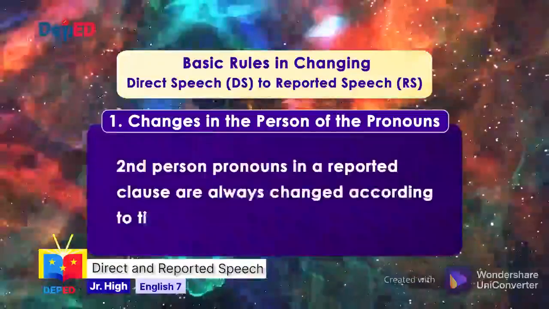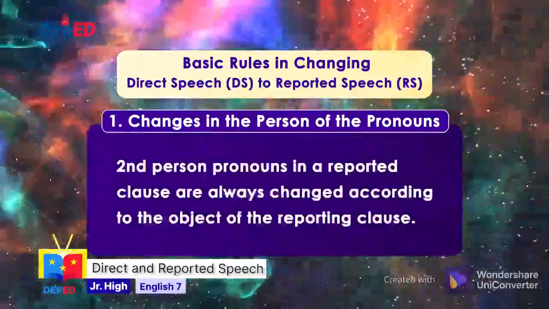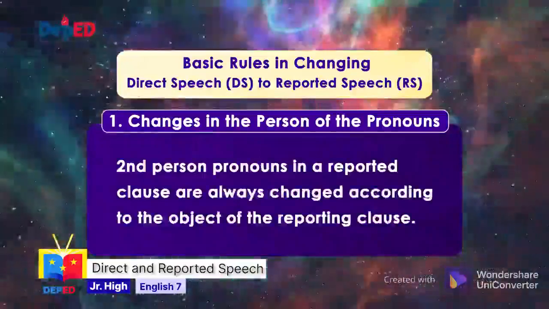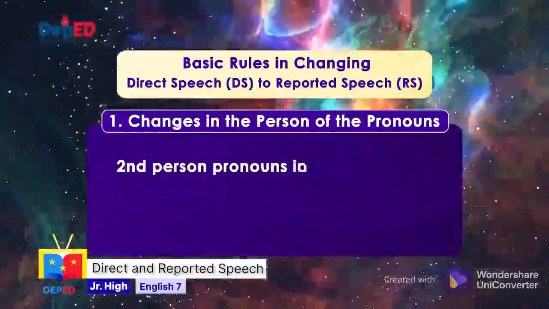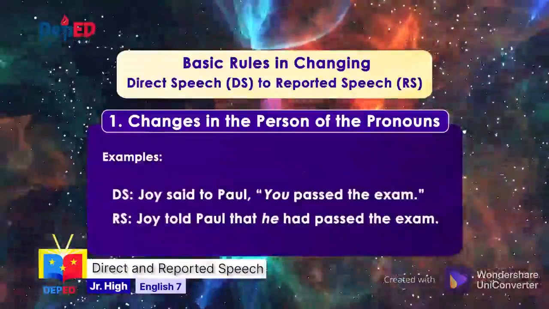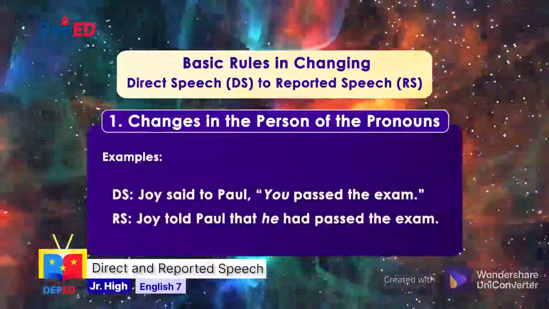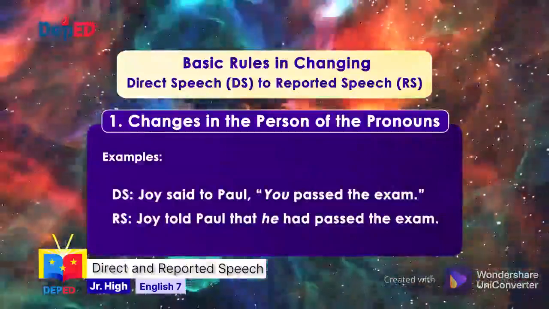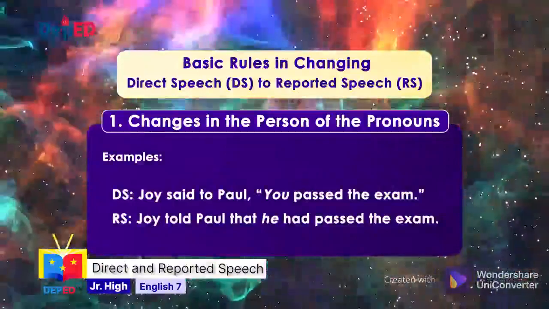Second-person pronouns in a reported clause are always changed according to the object of the reporting clause. Examples: DS. Joy said to Paul, "You passed the exam." RS. Joy told Paul that he had passed the exam.